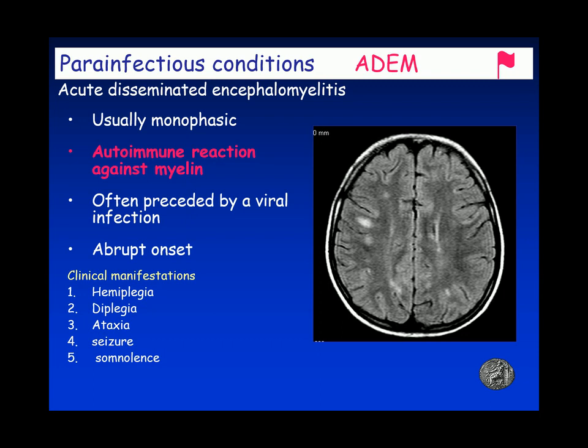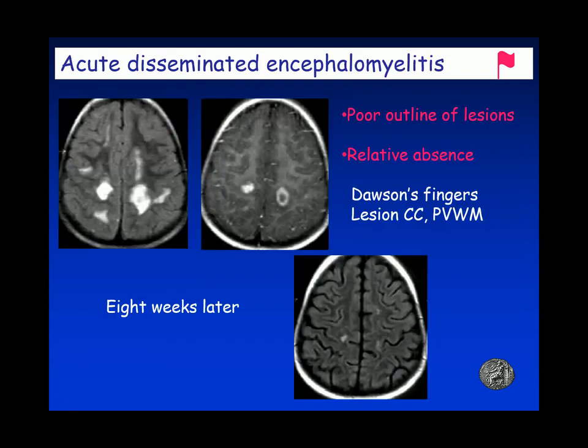It is usually monophasic. It is an autoimmune reaction against myelin, and often there is a viral infection before the development of this condition. You may see this type of lesions all over the brain, high signal intensity with a bit hazy borders. It may look like multiple sclerosis, and sometimes it is difficult to differentiate.